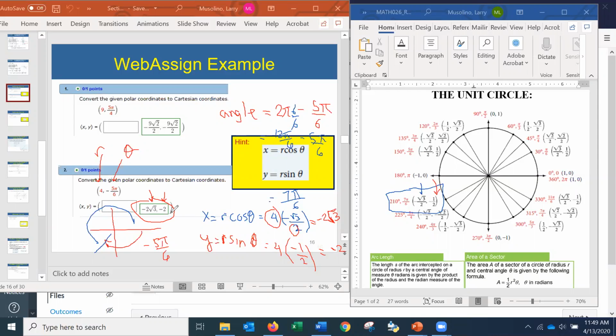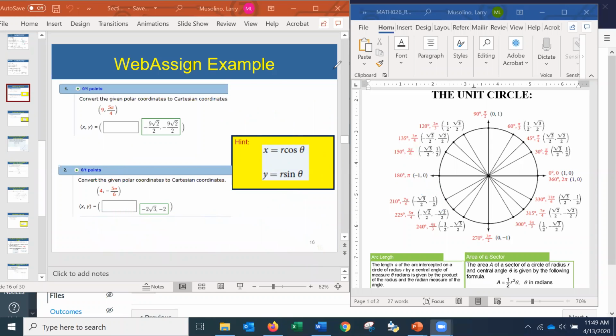Again, it makes sense that both my answers, both the x and y values, should be negative, because the location of this angle puts me in quadrant 3, and I would have to go to the left for x and down for y, which means negative for x and negative for y.